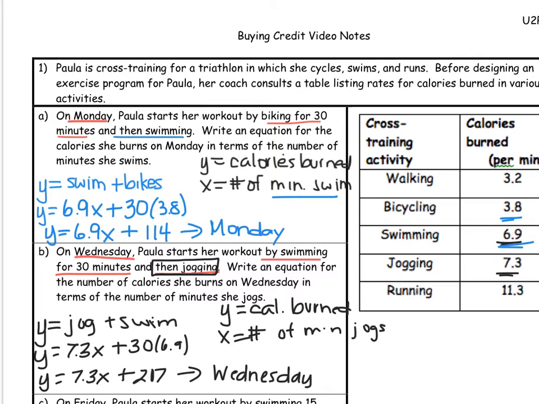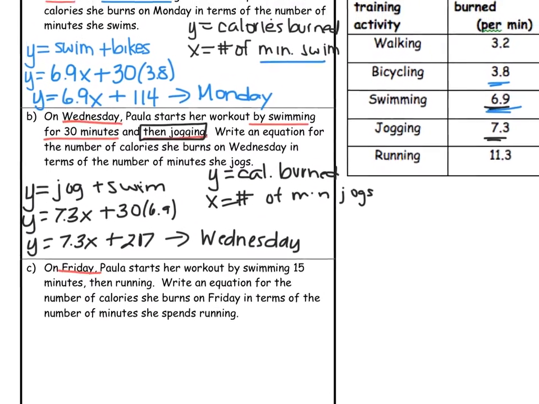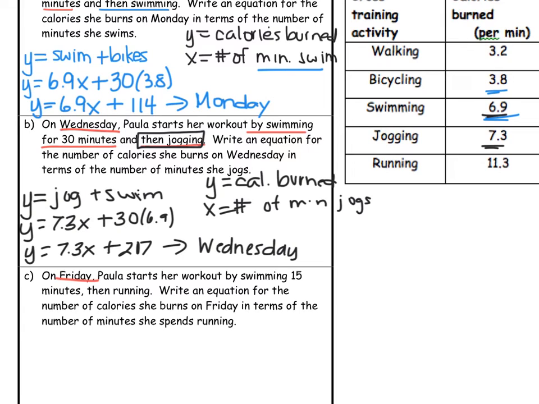So I'm going to have you pause the video now and figure out the formula in terms of the number of minutes she spends running for letter C on Friday. So again, you want to pause the video. I'm going to go ahead and work it out, restart the video, and check your answer.